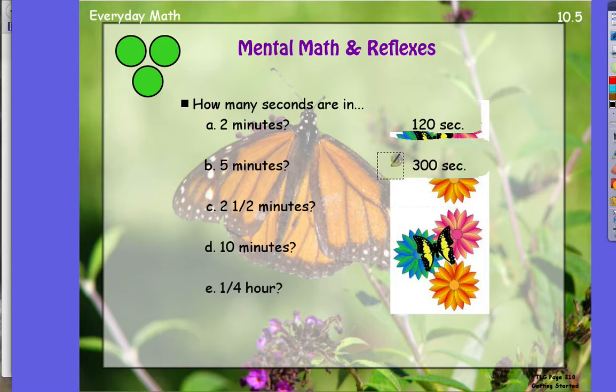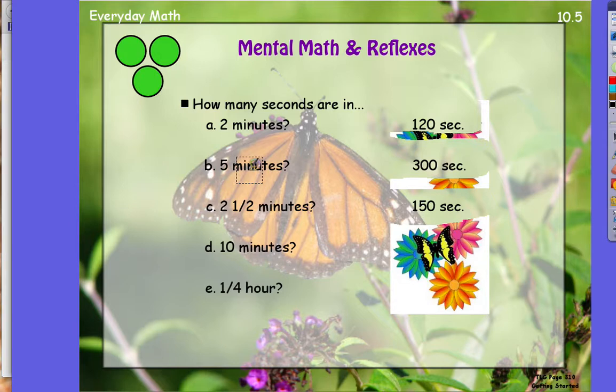2.5 minutes. Use our knowledge from up above. We know that 2 minutes is 120 seconds. A half a minute is 30, so 150. Some of you also figured out that 2.5 minutes is half of 5 minutes, so 300 divided by 2 is 150. D, how much is in 10 minutes?